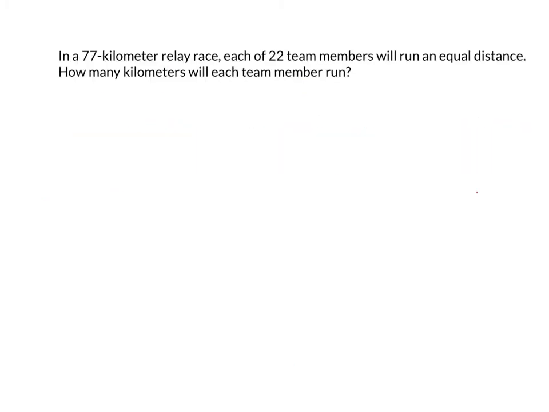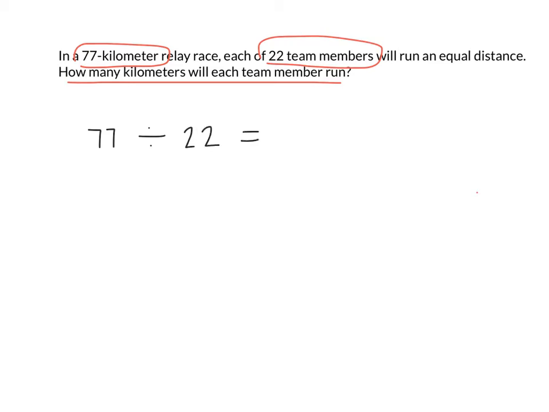So this question is asking us to find out how many kilometers each team member will run. We know that there are 22 team members, and it's 77 kilometers altogether. So what's the equation that we have to solve? Well, we know that there's 77 kilometers altogether, and we're dividing it equally amongst 22 members. So it's division. Do you guys agree? Is this sharing or grouping? Are we finding out how many groups of runners there will be, or how many kilometers each runner will get? Yeah, it's sharing because we're trying to find out how many kilometers each person gets. We're sharing the whole race equally amongst 22 people.